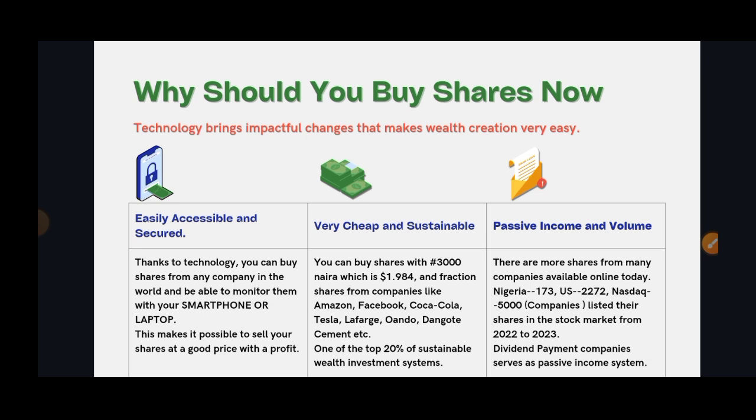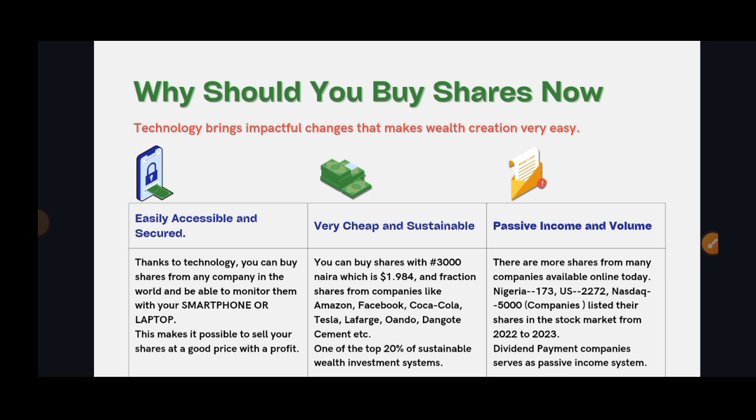Also, another parameter is passive income and volume. The volume of shares now in the market is very, very high. There are more shares from many companies available online today. Nigeria just has 173 companies listed on the stock market. US 2,227, Nasdaq 5,000 companies listed their shares in the stock market from 2022 to 2023.